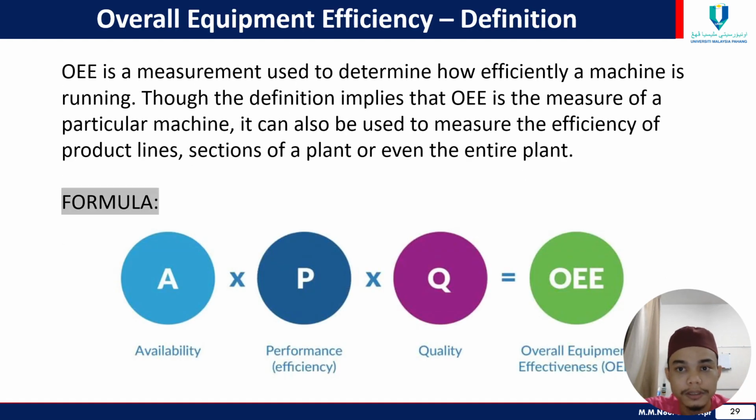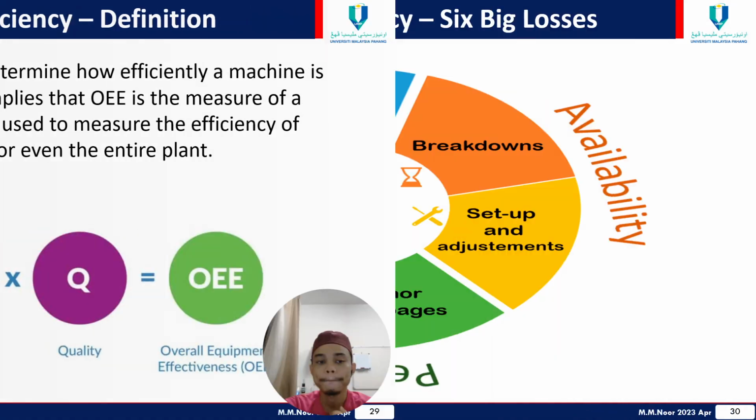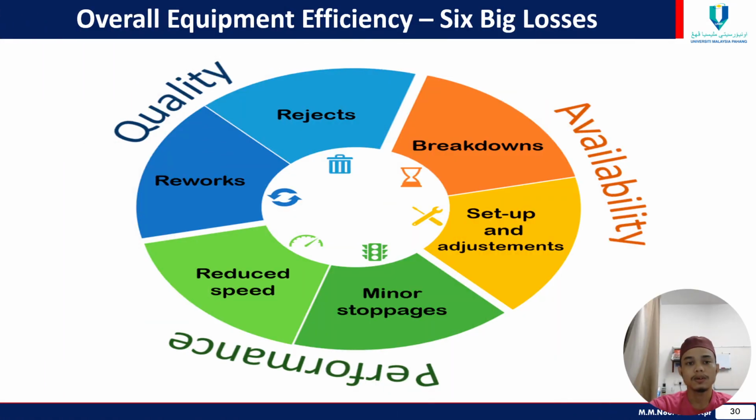Next, overall equipment efficiency. Overall equipment efficiency, OEE, is a measurement used to determine how efficiently a machine is running. Though the definition implies that OEE is the measure of a particular machine, it can also be used to measure the efficiency of a product line, a section of a plant, or even the entire plant. The formula for OEE is availability times performance times quality.